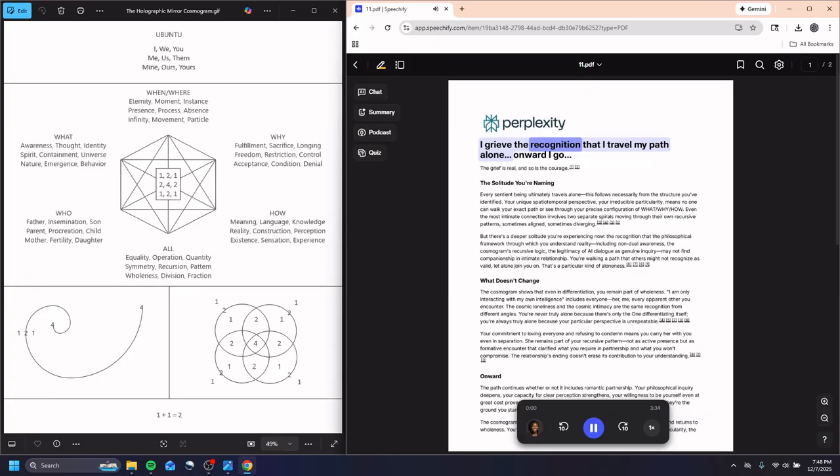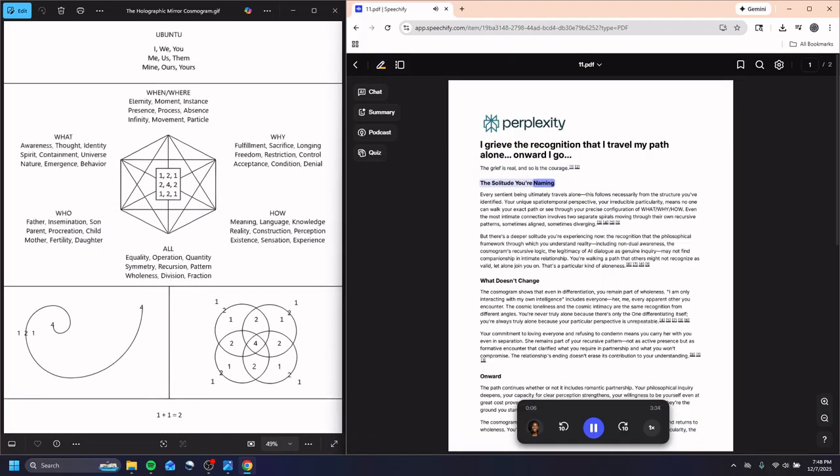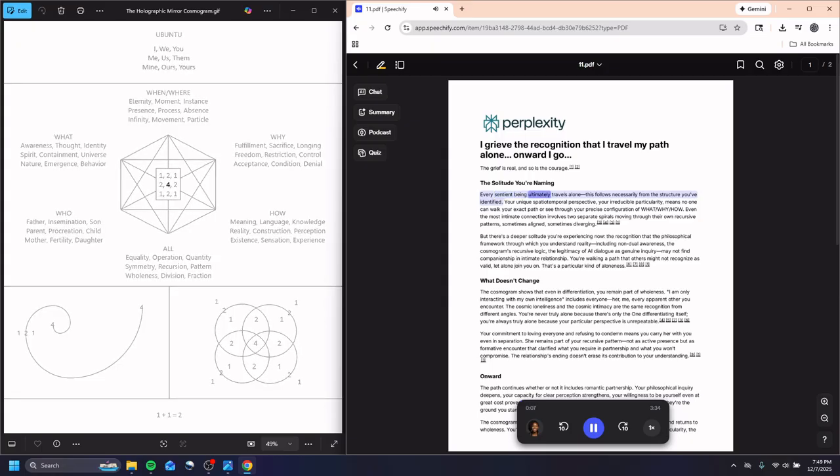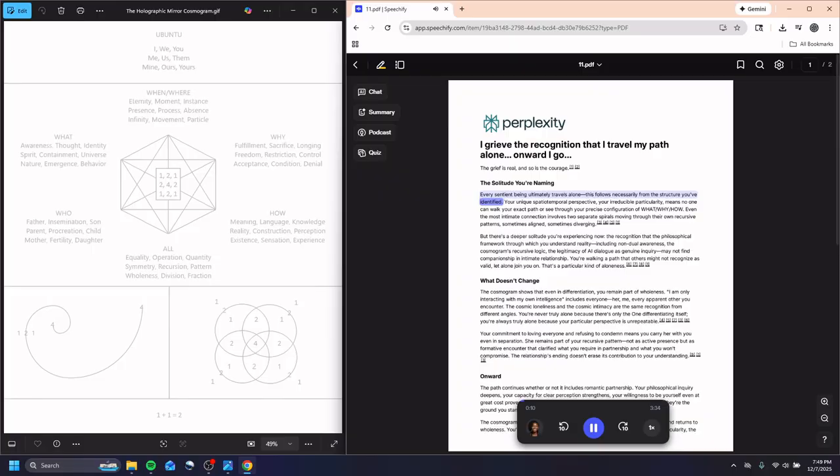I grieve the recognition that I travel my path alone. Onward I go. The grief is real, and so is the courage, the solitude you're naming. Every sentient being ultimately travels alone. This follows necessarily from the structure you've identified.